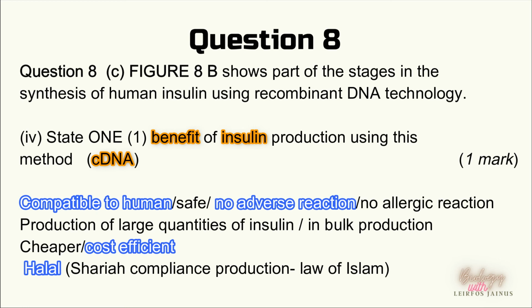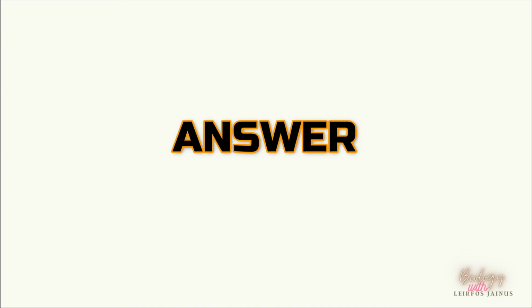Insulin produced using cDNA is compatible to humans and has no adverse reaction. It also can be produced in large amount, is cost efficient, and it is halal. You can refer to the following suggested answer for your reference.